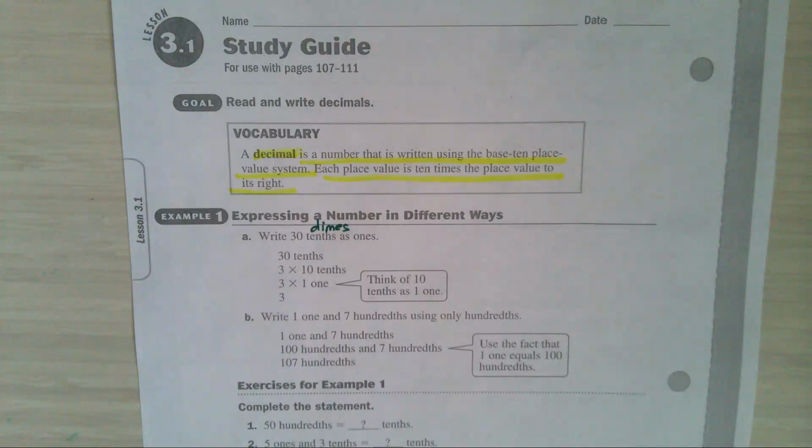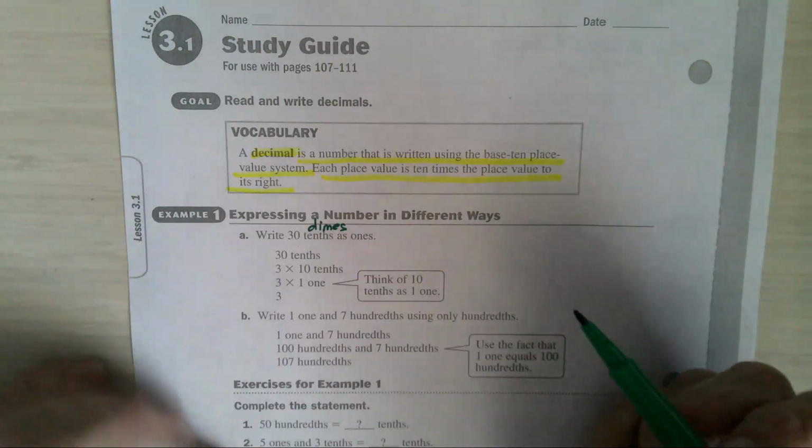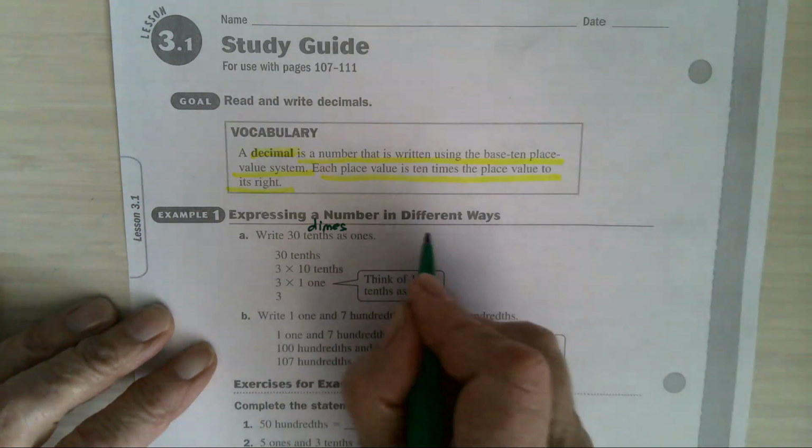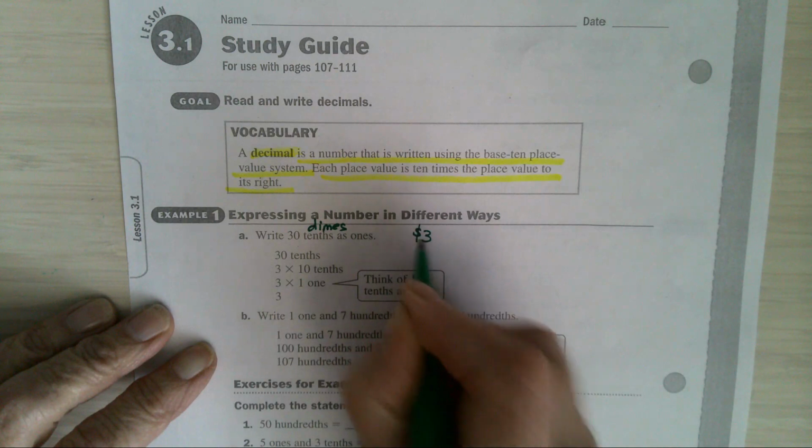Yes. 10 dimes equal $1. So if you have 30 dimes, how many dollars do you have? Yes. $3. Very good. Now, let's go to letter B.